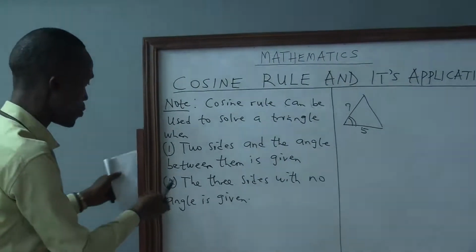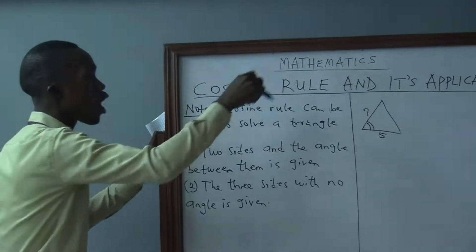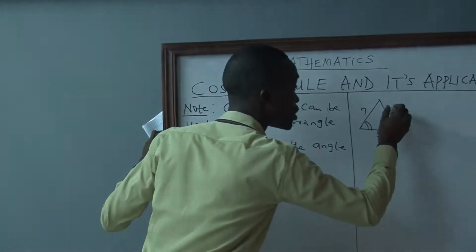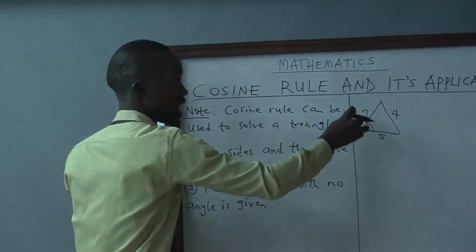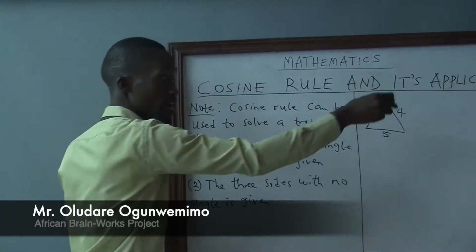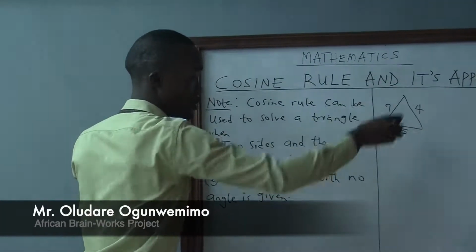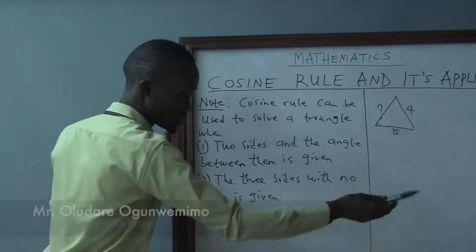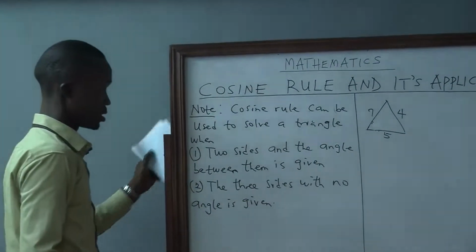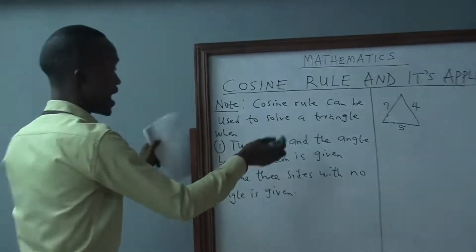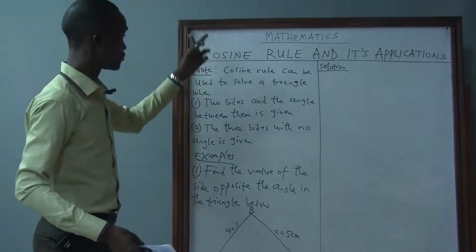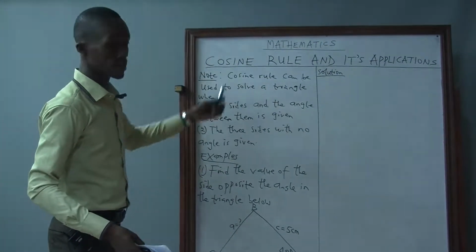And secondly, we can use cosine rule when we know all the three sides and we don't have any angle. Like for instance, if this one is 4, now we know the three sides, we don't know the angles. So for this one, we have to make use of cosine rule, and the type of cosine rule that we use is the second cosine rule that I gave for finding angles. So this will lead us to examples. We have the first example to verify this cosine rule.